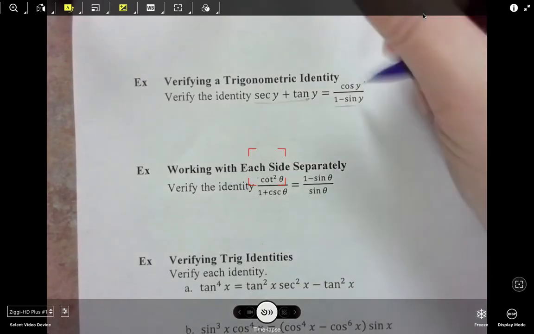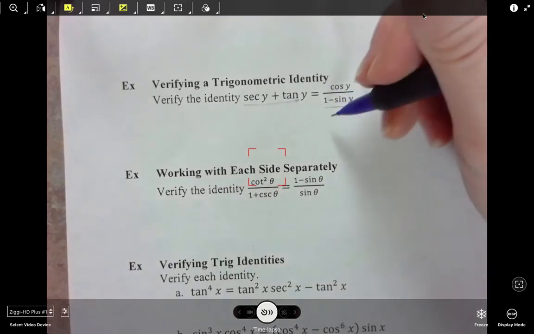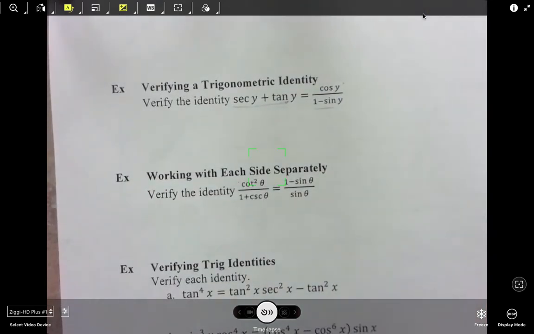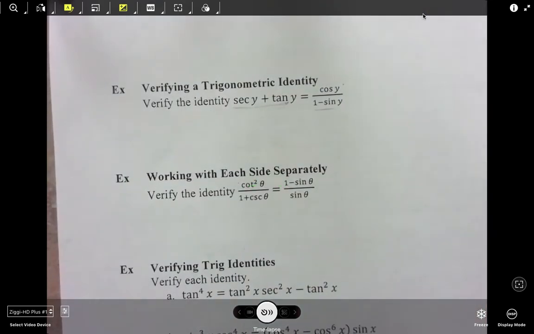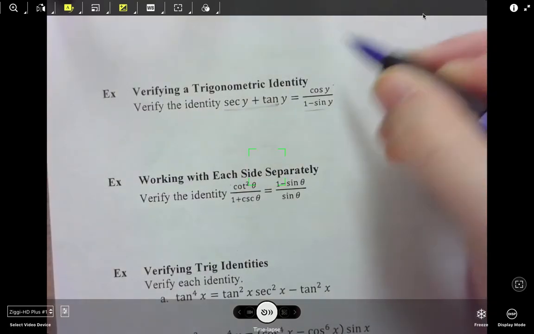This time I'm going to start with the right side. Let's do that. Because I think he looks a little bit uglier than the left. So this guy right here, I don't have any squares, so I'm not going to do Pythagorean identity. They're both in sines and cosines already. So let's do something that we haven't done yet.